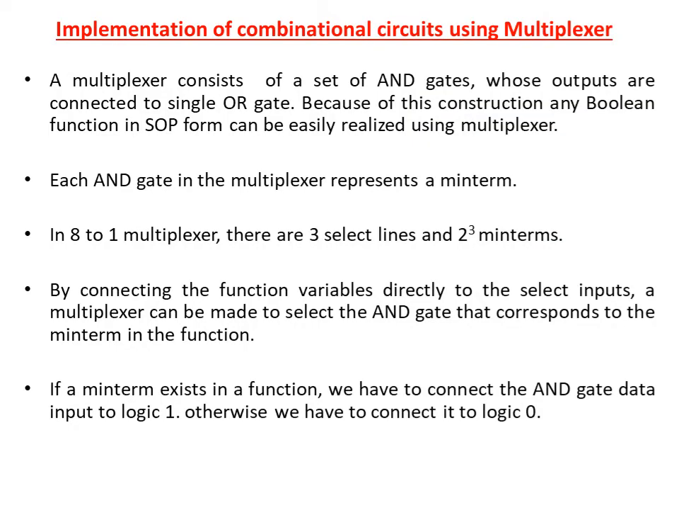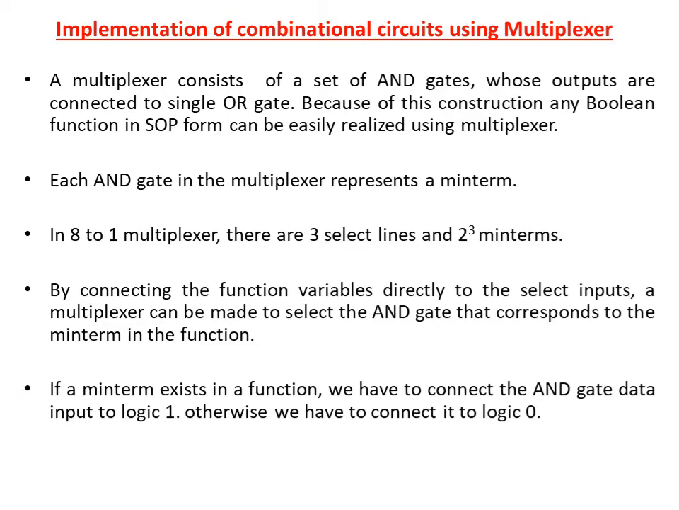A multiplexer consists of a set of AND gates whose outputs are connected to a single OR gate. Because of this construction, any Boolean function in SOP form can be easily realized using a multiplexer. Each AND gate in the multiplexer represents a minterm. For example, in an 8 to 1 multiplexer, 3 selection lines are available, so 2 power 3 minterms are available in this multiplexer.